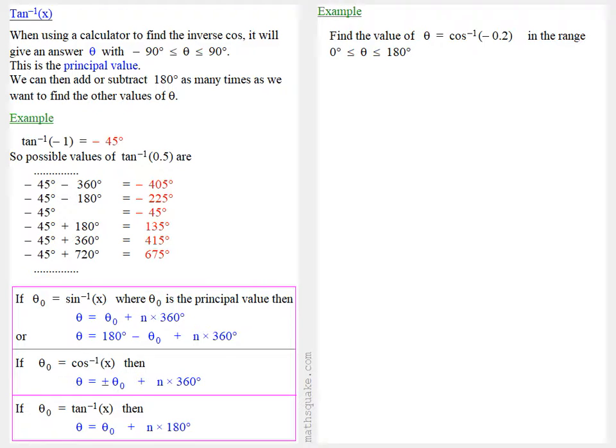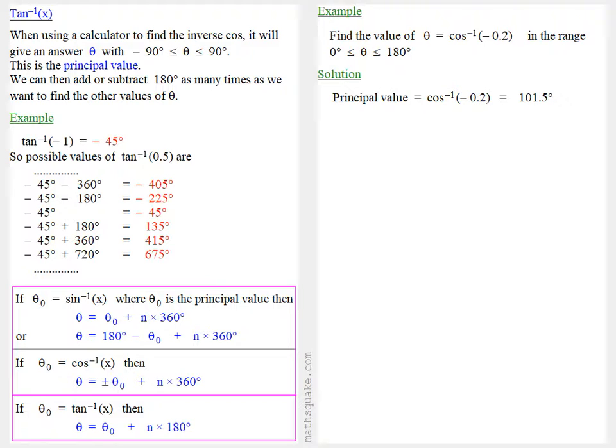Let's look at an example. Find the value of theta if theta is equal to the inverse cosine of minus 0.2, in the range where theta lies between 0 and 180 degrees. Well, we can find the principal value using a calculator, typing in cosine minus 1 of minus 0.2, and that gives an angle of 101.5 degrees.